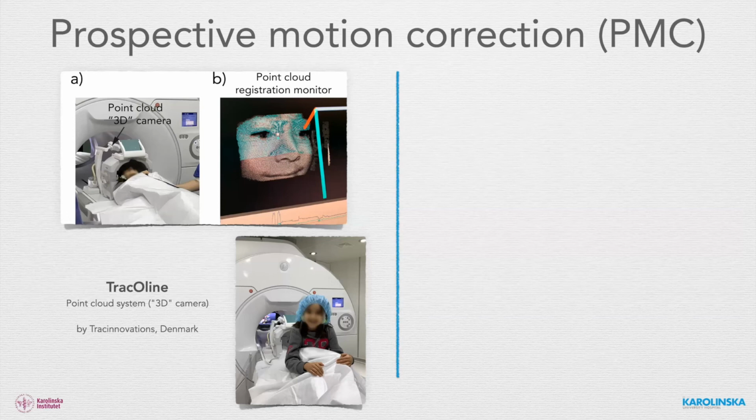So we have 2 devices. One we bought from Tracoline in Denmark, a startup company, which uses a 3D camera, an infrared scatter light on the face, and from that getting a 3D shell over the face, and from that figuring out the head motion in real time. About 10 times per second, we can feed back to the acquisition with the feedback loop.